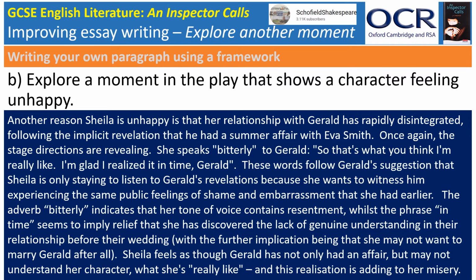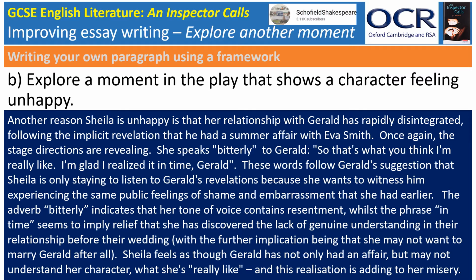I wrote, another reason Sheila is unhappy is that her relationship with Gerald has rapidly disintegrated following the implicit revelation that he had a summer affair with Eva Smith. Once again, the stage directions are revealing. She speaks "bitterly" to Gerald: "So that's what you think I'm really like. I'm glad I realised it in time, Gerald." These words follow Gerald's suggestion that Sheila is only staying to listen to Gerald's revelations because she wants to witness him experiencing the same public feelings of shame and embarrassment that she had earlier.